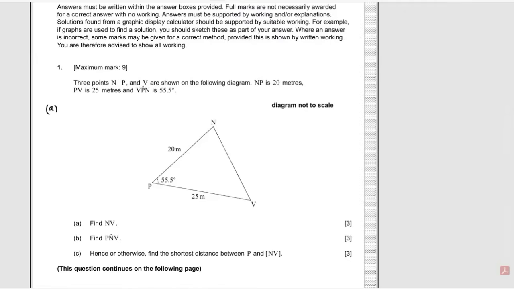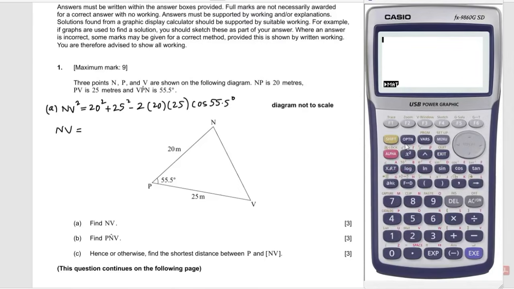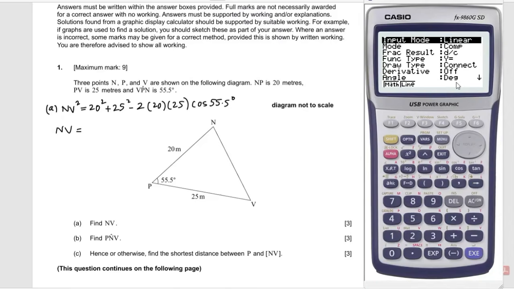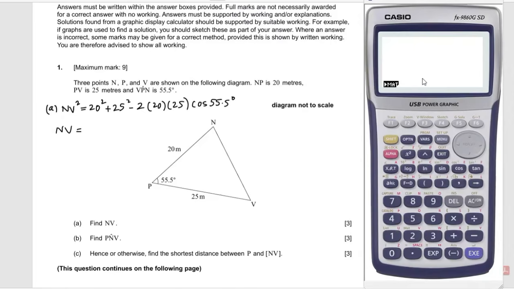So in order to find NV, I need to apply the cosine rule. This is a trigonometry question. So NV squared is going to be 20 squared plus 25 squared minus 2 times 20 times 25 times cos of 55.5 degrees. So I will sub this in my calculator. First, I need to clearly check, is my calculator in degrees or radians? Thank goodness it's in degrees. Always check your calculator. Since the angle is given in degrees, you should be in degree mode.